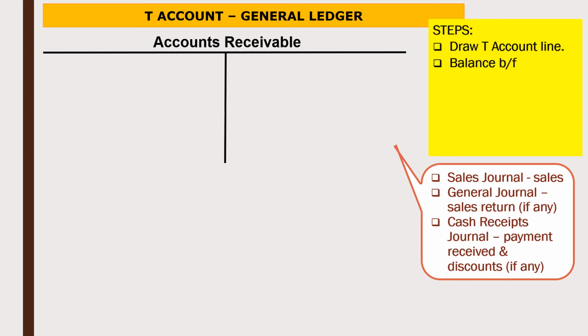The second step is to write down the balance brought forward. Accounts receivable is under assets. The asset's normal balance is on the debit side. So, write down the balance brought forward on the debit side. That is, 1st March balance brought forward equals 0.